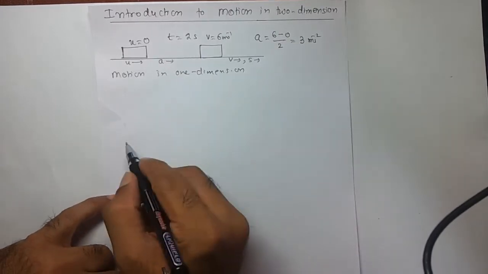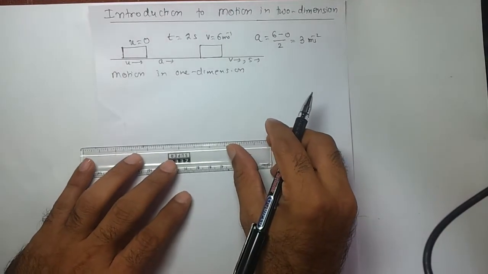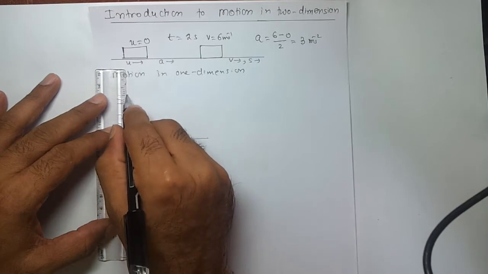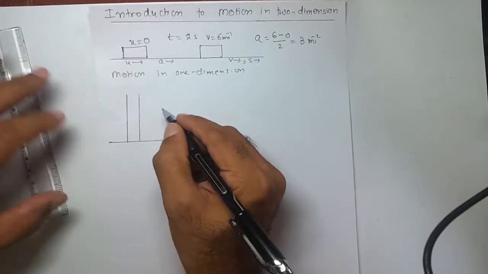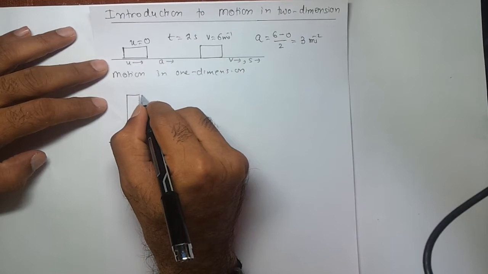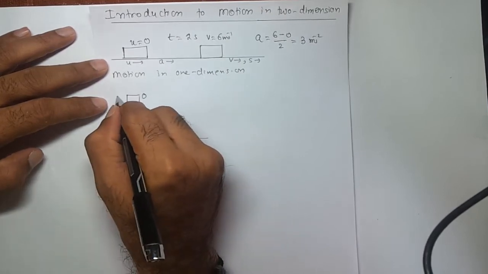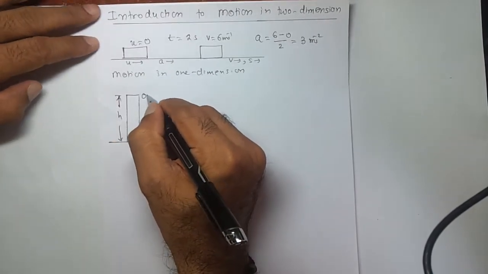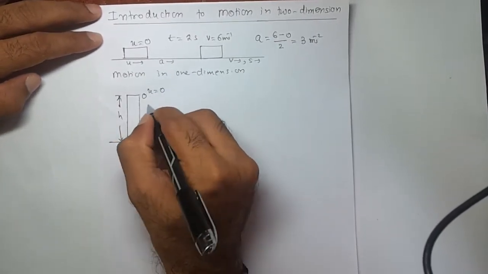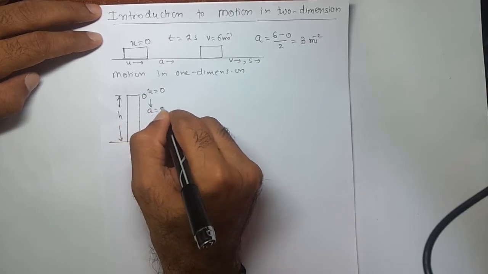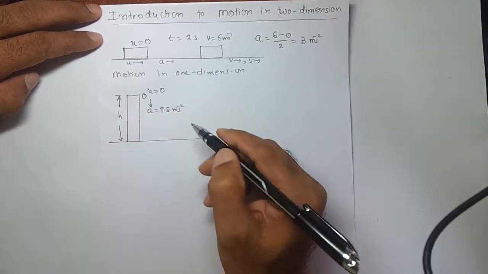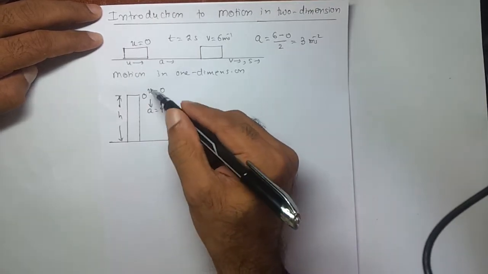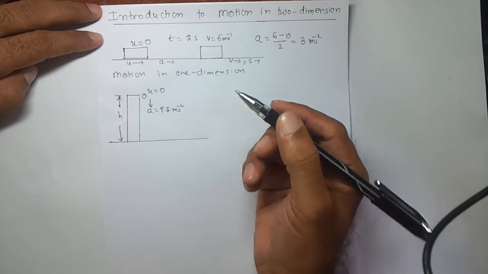Now let us take one more example. Let us say this is again ground, and this is a tower. We drop a ball from this particular height, let us say the height is h. Initial velocity is 0. We know acceleration in this direction will be 9.8 meter per second square. Direction of initial velocity is downward, acceleration is also downward. So this is also known as motion in one dimension.